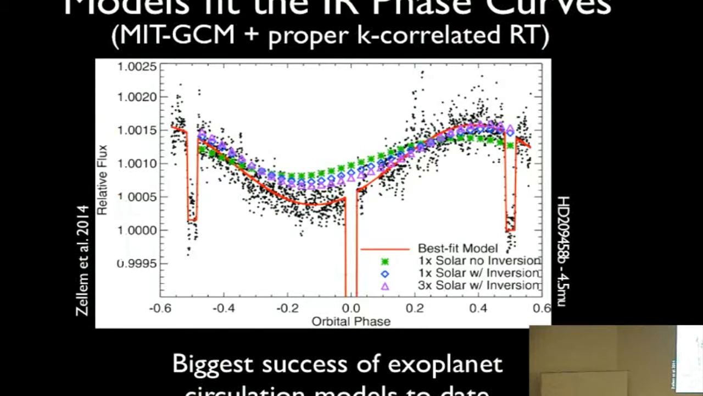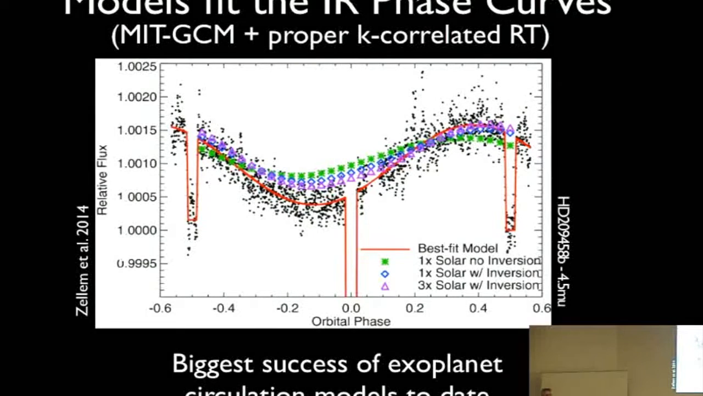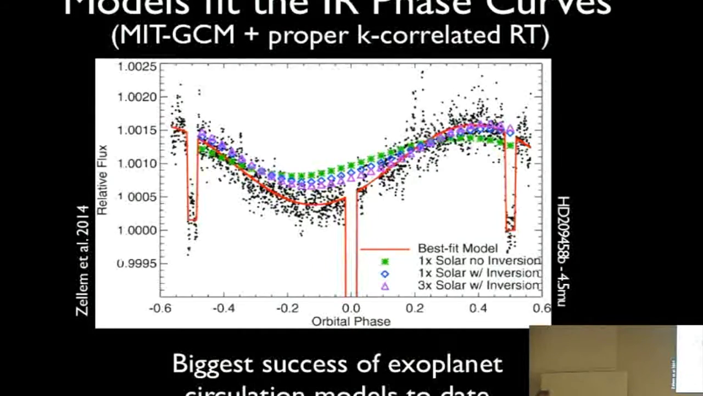Okay, so maybe what is arguably the biggest success of that enterprise of trying to understand the atmospheric flow on hot Jupiters has been the ability to qualitatively and to some extent quantitatively reproduce infrared phase curves. I just pick one example here. I think there might be even better matches to HD 189, another hot Jupiter. This is HD 209458b, again coming from the work of the group of Adam Showman and Jonathan here.